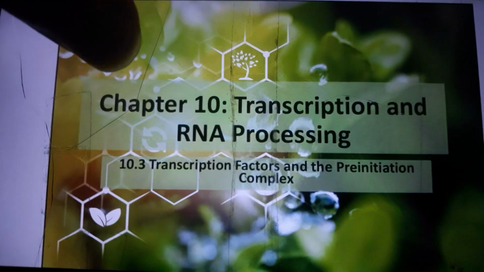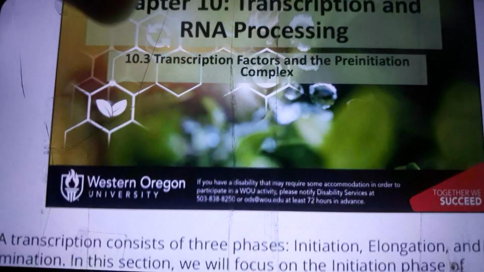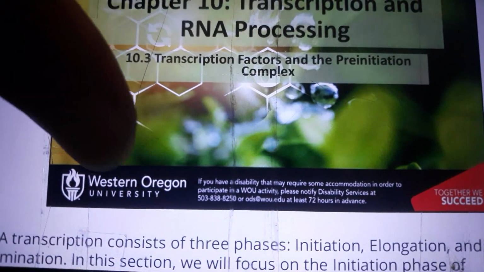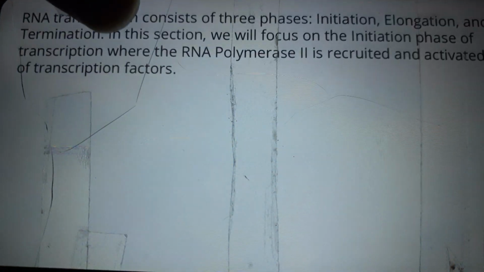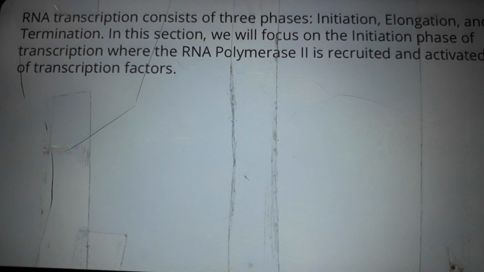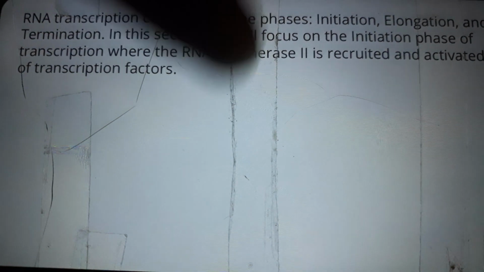This is about transcription and RNA processing, where transcription factors and the pre-initiation complex will be dealt with. RNA transcription consists of 3 phases: initiation, elongation, and termination. In this section, we will focus on the initiation phase of transcription, where RNA polymerase 2 is recruited and activated by a host of transcription factors.